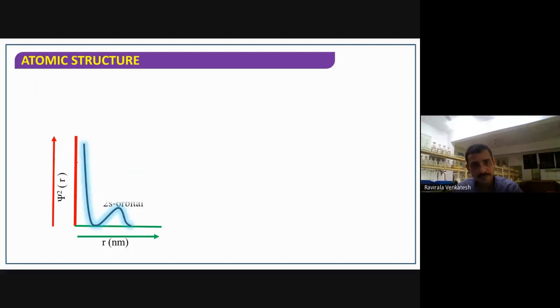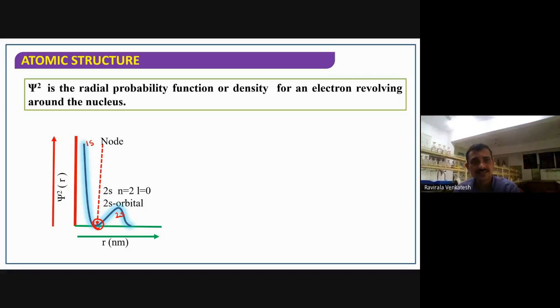Next we observe this. Here we don't have any node. Leave the last one. This will be the 1s and this one will be the 2s for us. So this is about the nodes. Psi square is nothing but the probability of finding the electron, which is maximum where psi square is high.